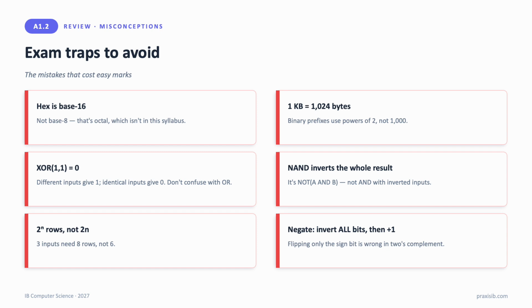Third, we have said it before, but it's worth repeating. In an XOR gate, if all the inputs are the same, the result is 0, not 1. 4. NAND flips the result of the AND gate. It doesn't flip the inputs. 5. A truth table has 2 to the power of n rows, not 2 times n. So 3 inputs means 8 rows. And 6, for our higher level students, in 2's complement, you invert all the bits and then add 1. You do not just flip the sign bit on its own.